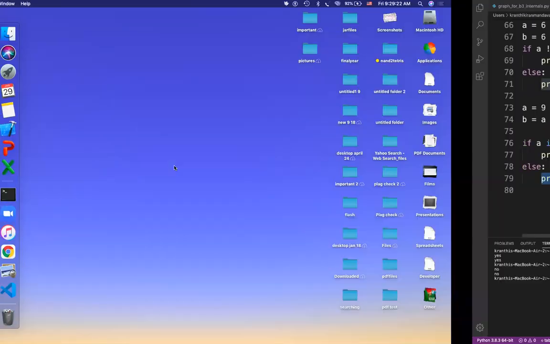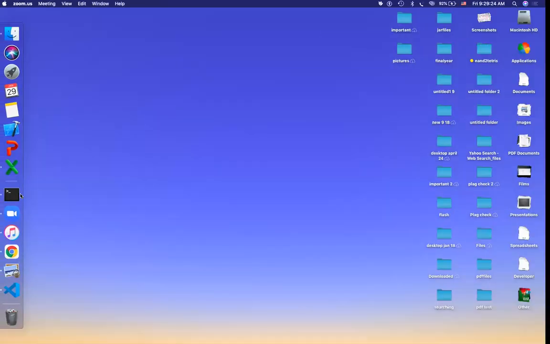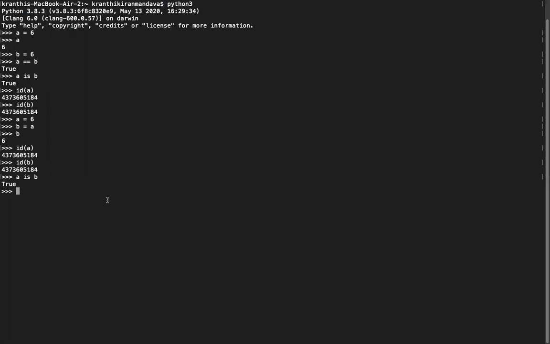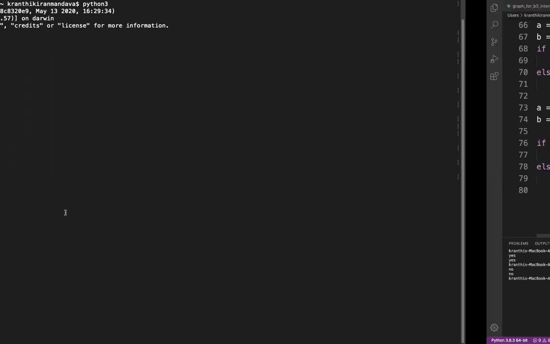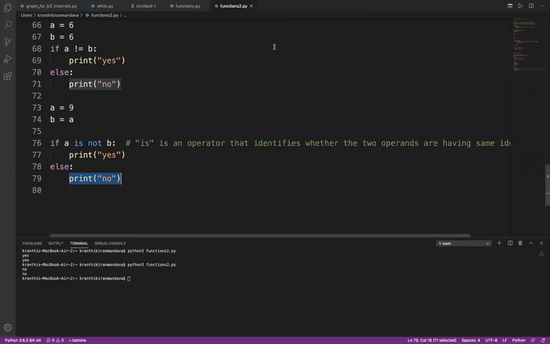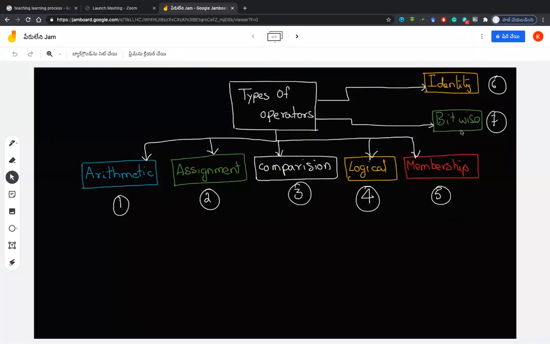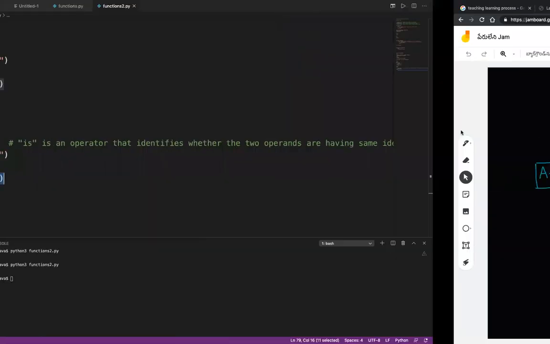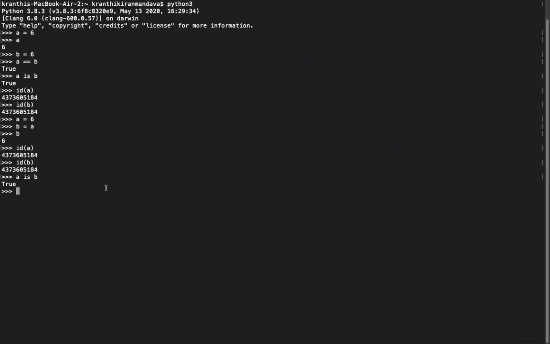Now I want to say another thing. Right. Next we go to, I think I need to show this. Next we go to the bitwise. The bitwise. Okay. I will tell you what and how the bitwise will be done. This is the last operator that we have.